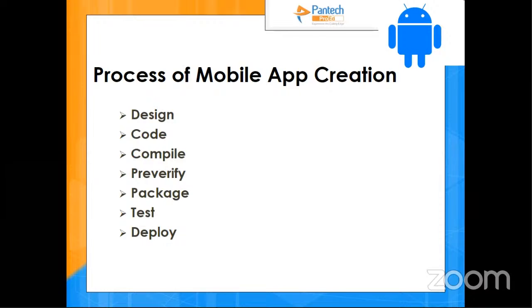So the first one is design. Why does it have the top place? Because when we go with designing, the user will be attracted based upon the UI part only. So the user interface is the most important part, so it has the top place in the process of mobile app creation. Design is most important when we are going to implement any kind of mobile app.